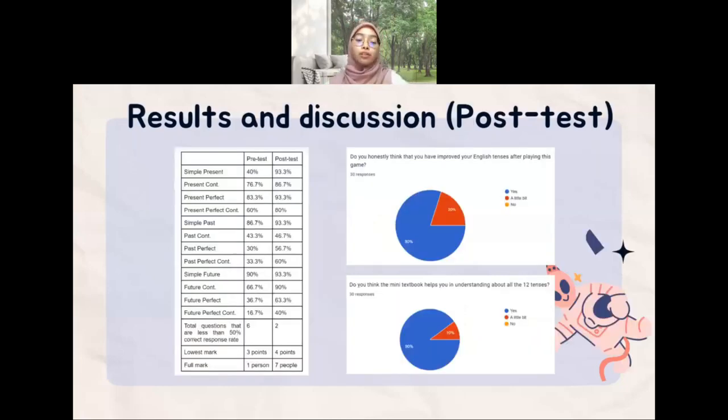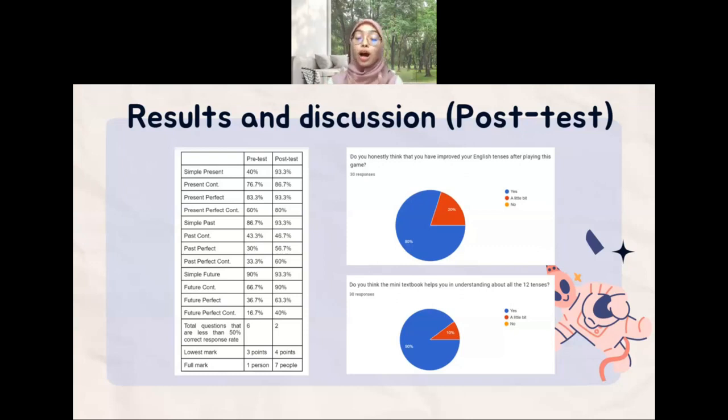These are the results from the post-test survey. According to the table, that is the summary of students' correct response rate for each tenses question from the pre-test and post-test survey. There are significant increments for every question. There is also an increment in the number of people who obtained the full mark. The lowest mark was also raised from 3 points to 4 points.